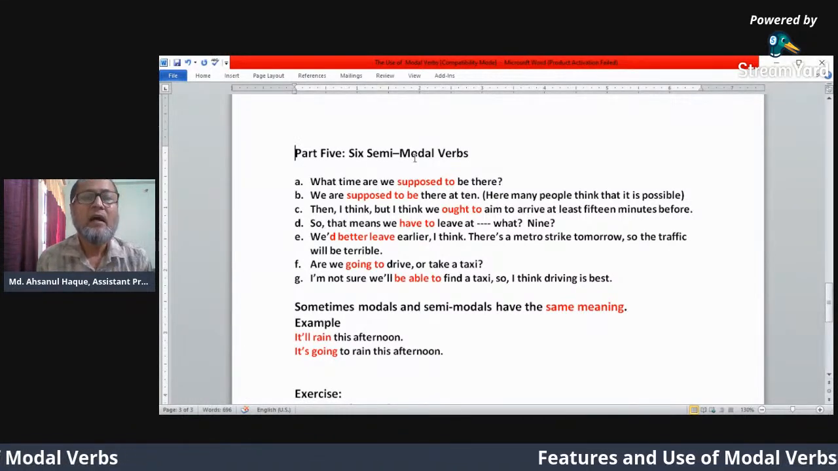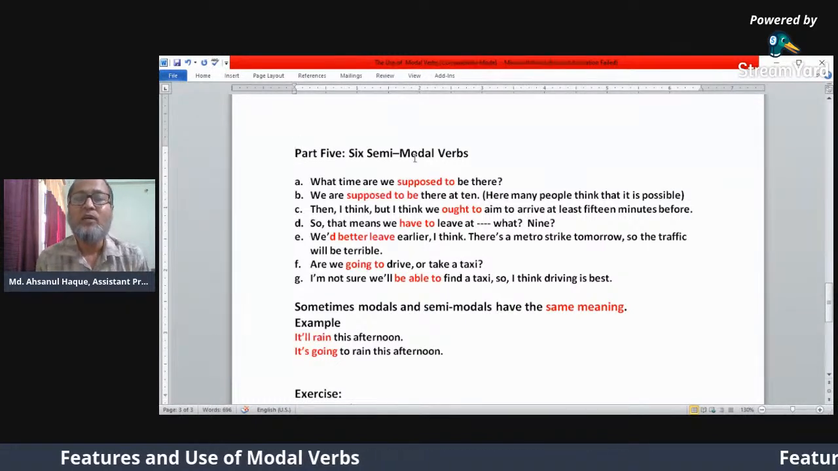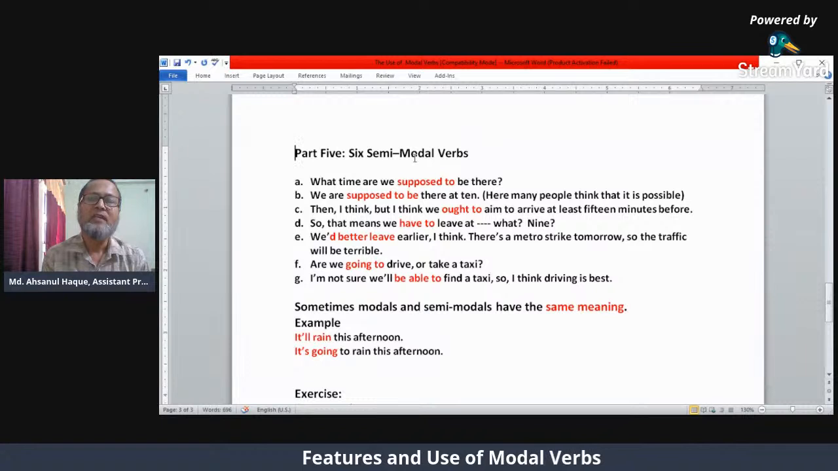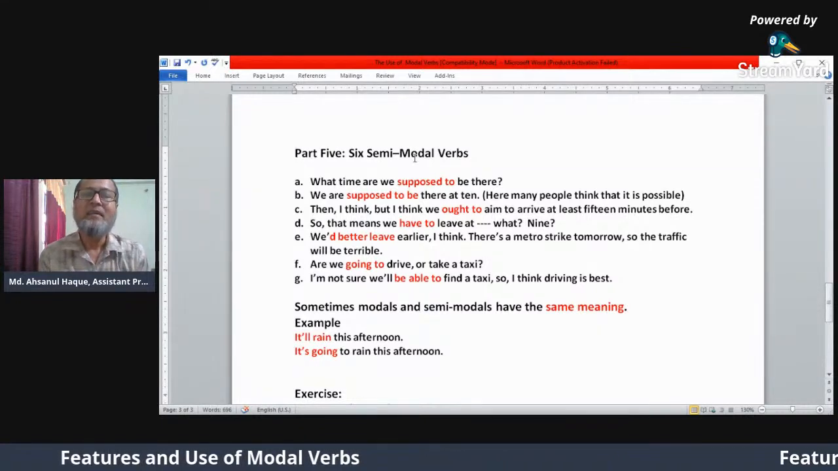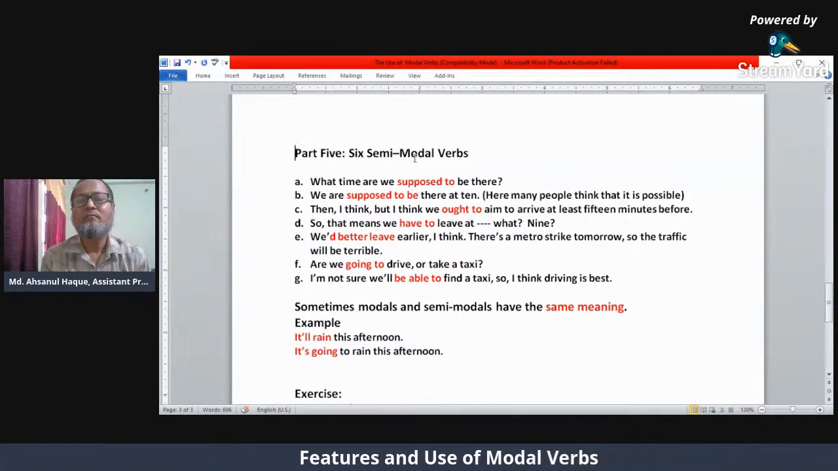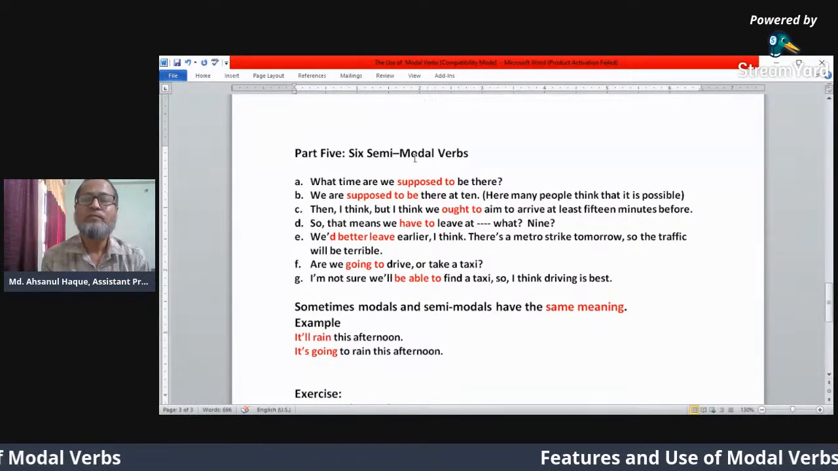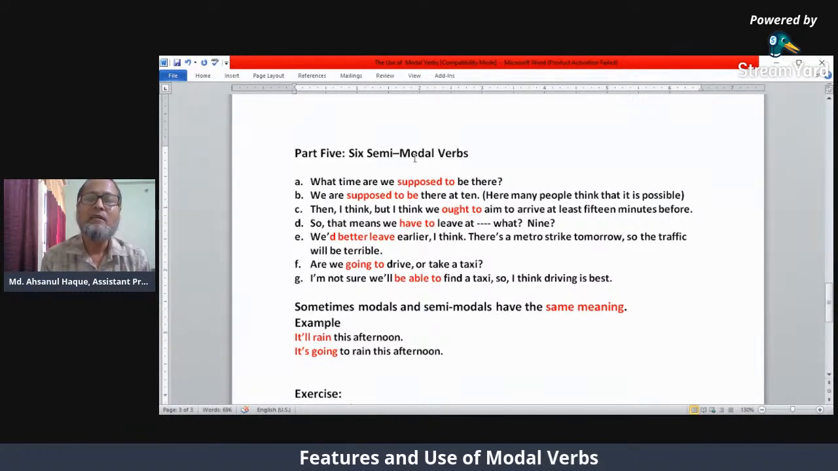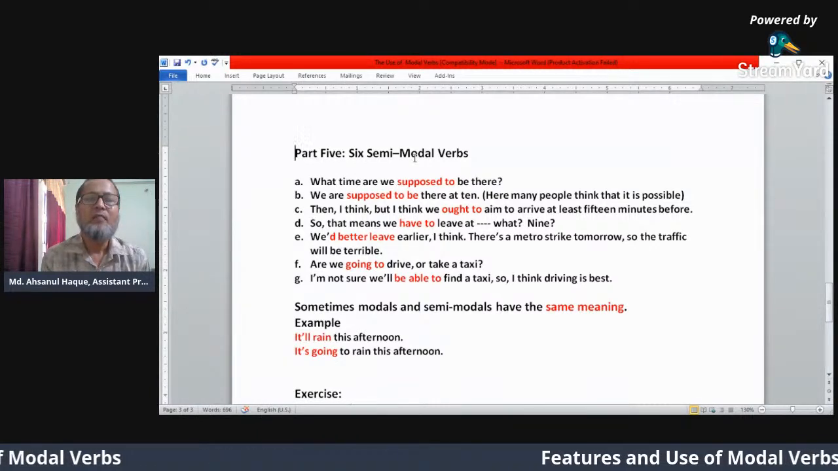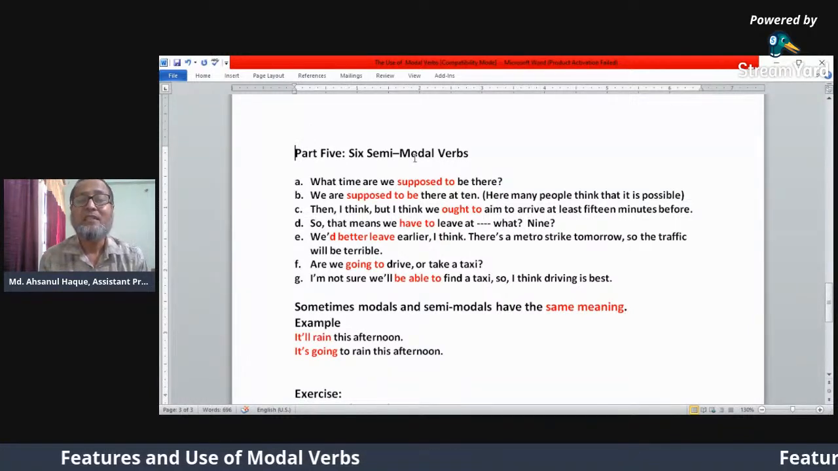Number C. But I think we ought to aim to arrive at least 15 minutes before. Try to understand the sentence. We ought to aim to arrive at least 15 minutes before. We ought to or we should. Actually, same meaning. Number D. So, that means we have to leave at what? 9?